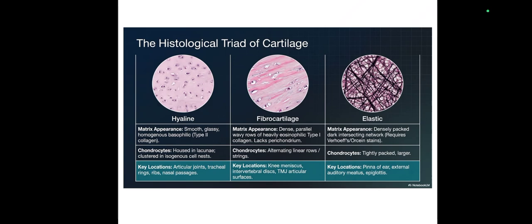Study the specific image provided in your exam. If you see clean, nested chondrocytes with a glassy background, it's hyaline. If you see dense collagen bundles with cells lined up in strings, it's fibrocartilage. If you see a dense network of fibers surrounding the cells, it's elastic. Master this triad and you have got this entire topic locked in.